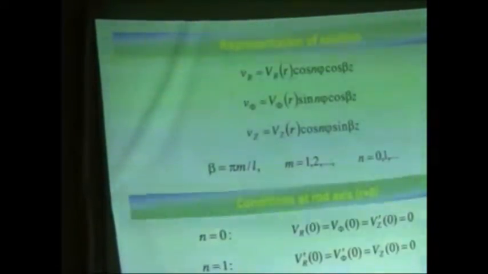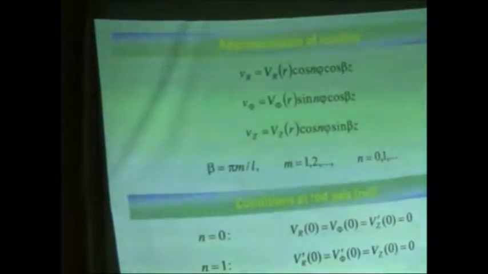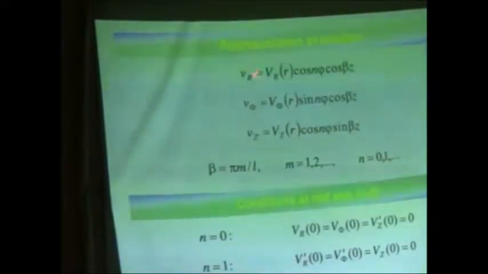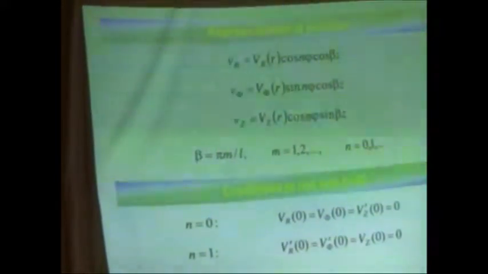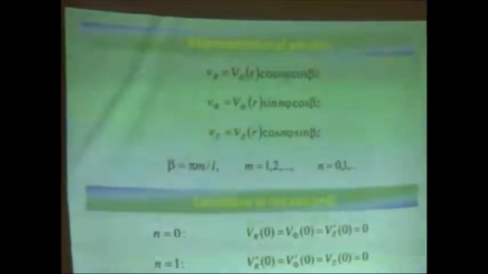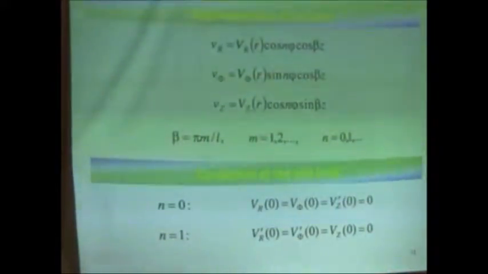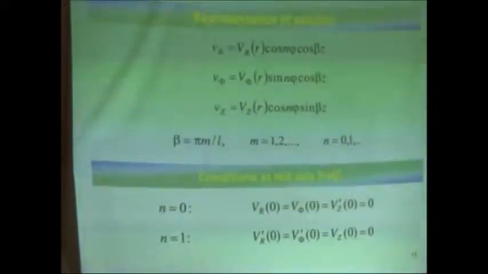Now, our linearized equilibrium equations are a system of three partial differential equations, which depend on three unknown functions, which are components of the perturbation vector. Using the following representation of the solution allows us to separate the two variables phi and z in these equations, and it also allows us to automatically satisfy the boundary conditions on the ends of the rod.